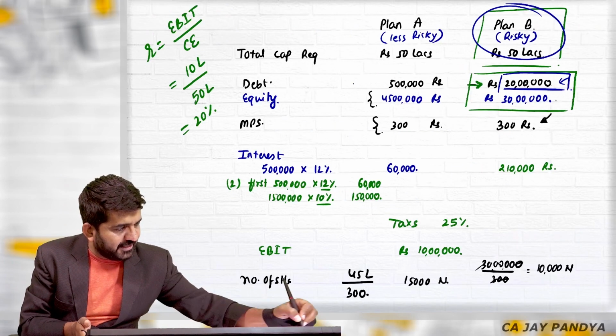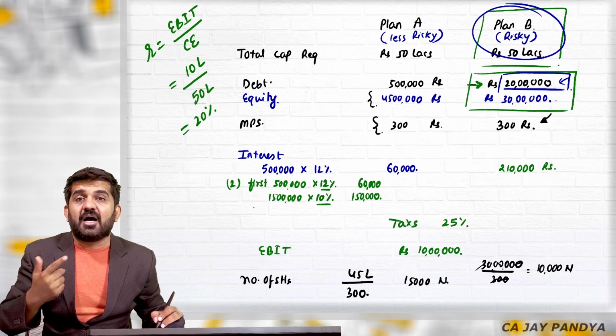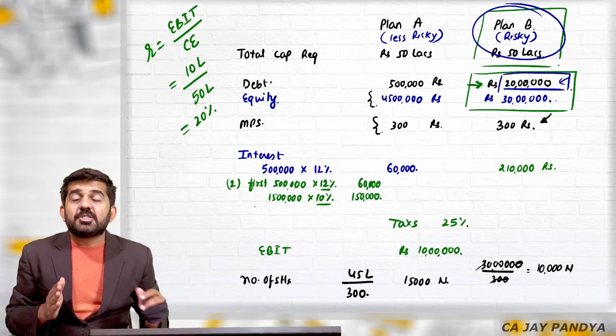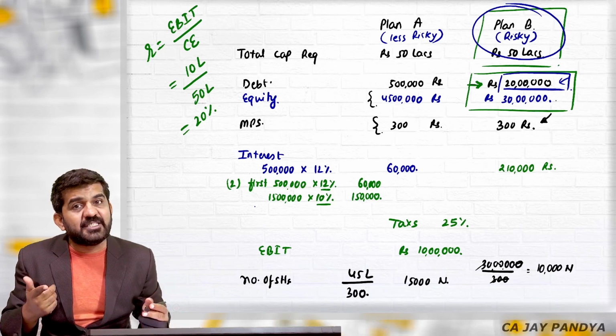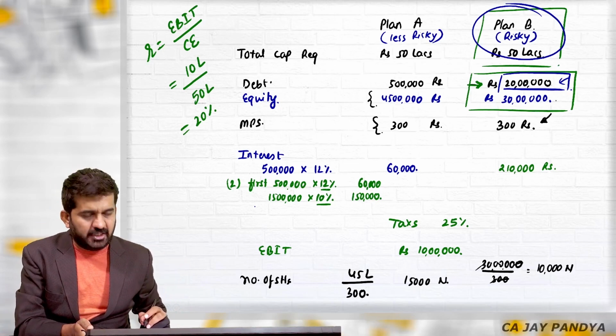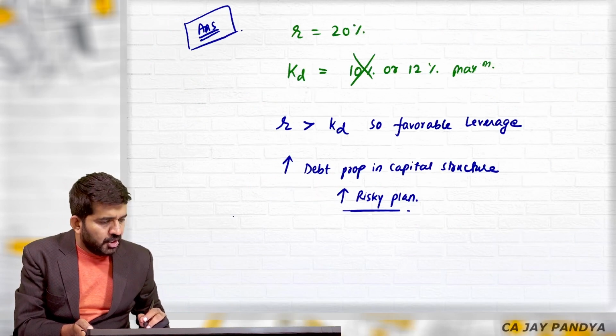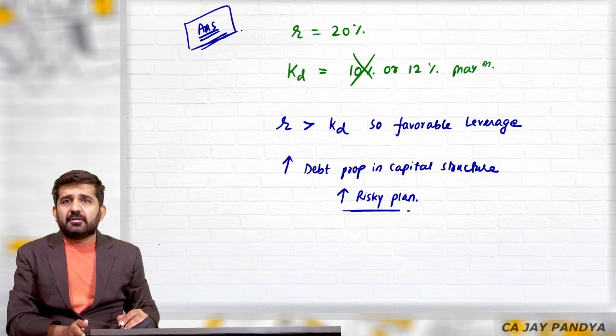See which plan is selected? Plan B. Plan B is having higher risk as compared to plan A. Still, if you select plan C, which is having a higher risk, higher debt, that will be selected because there is a favorable financial leverage. You should write down this in the examination. We are going to the next question.